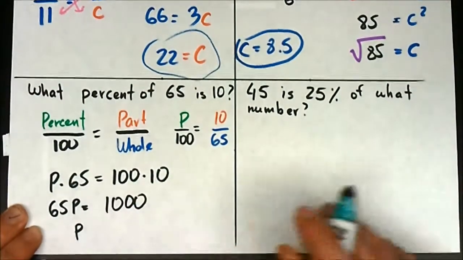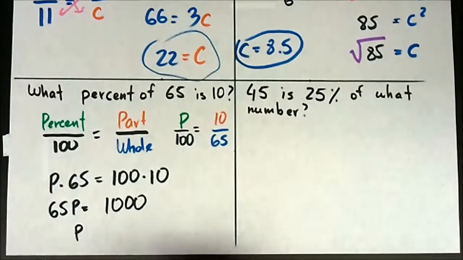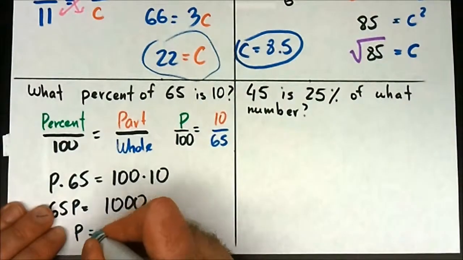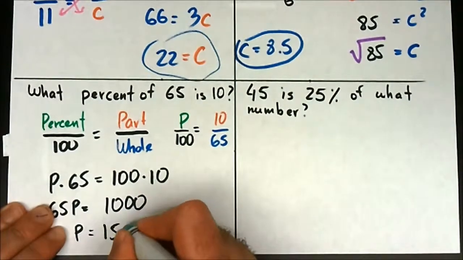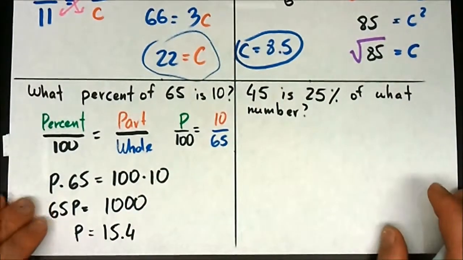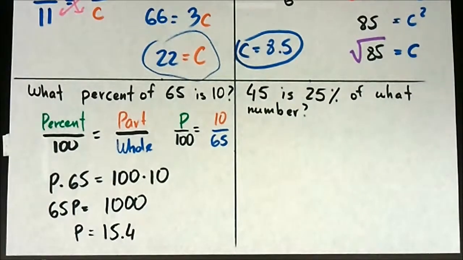Next part, less easy. How many times does 65 go into 1,000? This one does not come out evenly, and I apologize for that, but again, practicing with decimals is okay. It comes out to be 15.38. I'm going to round it up to 15.4. That's fine for our use.